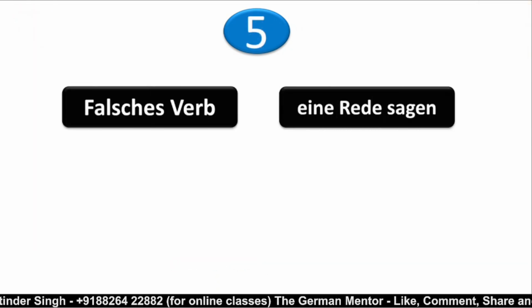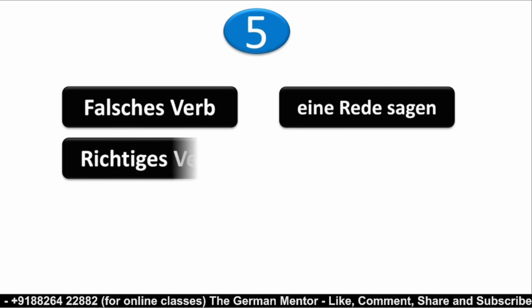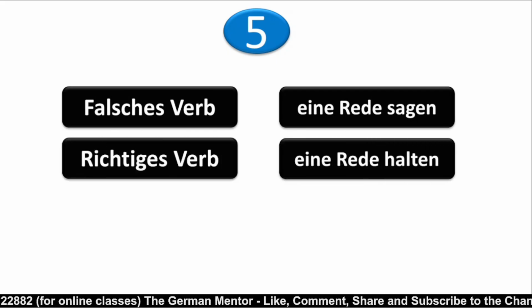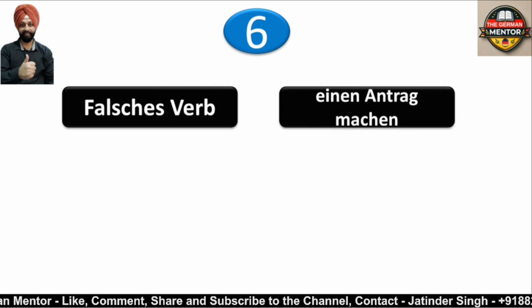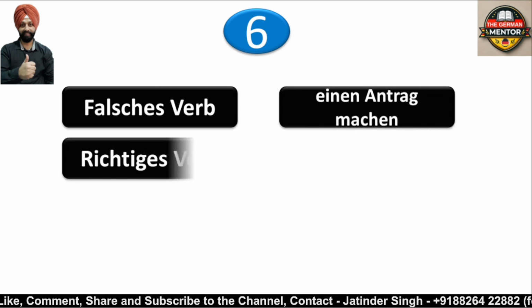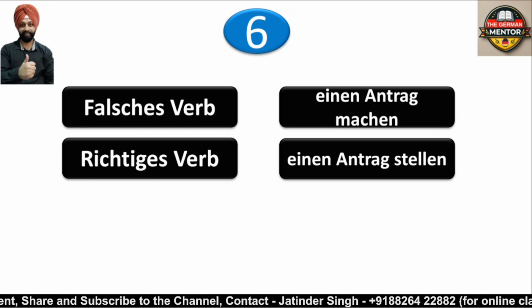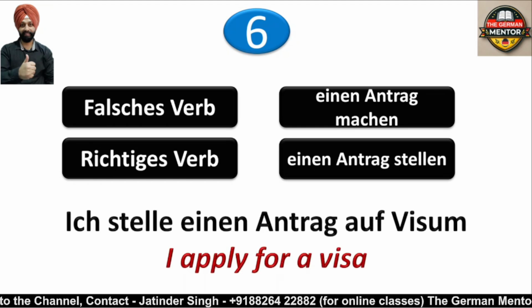Nummer 5. First we see the wrong combination, falsches Verb: eine Rede sagen, and the correct one, richtiges Verb: eine Rede halten. Zum Beispiel, der Politiker hält eine Rede. The politician gives a speech. Halten is the correct verb mit einer Rede. The next one, Nummer 6, wrong combination, falsches Verb: einen Antrag machen, but the correct one is einen Antrag stellen. Zum Beispiel, ich stelle einen Antrag auf Visum. I apply for a visa.